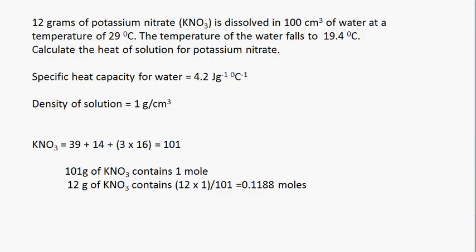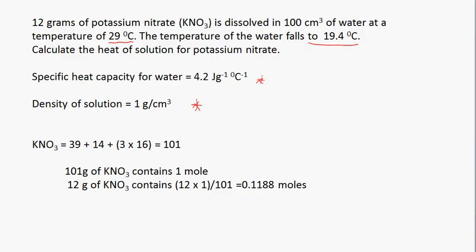Now we will notice that the temperature of the water falls. Right now it falls to 19.4 degrees Celsius, and our initial temperature was 29 degrees. Now this means that the reaction mixture got cold. Therefore energy was absorbed from the surroundings. And again we will use the same assumptions we used before. The specific heat capacity of water is taken to be 4.2 joule per gram per degree Celsius, and the density of the solution is taken as 1 gram per cm cube.